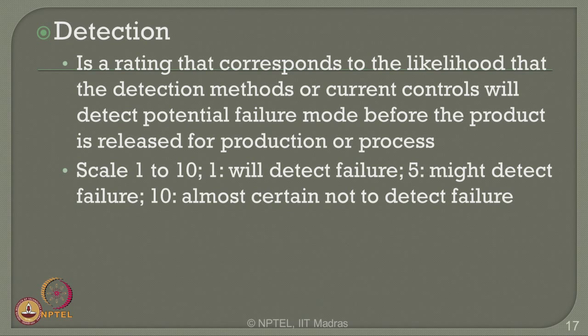Again, it is expressed on a scale of 1 to 10, where 1 means it will detect the failure, whereas 10 means almost certain not to detect the failure. So, it is a complementary part of the discussion.